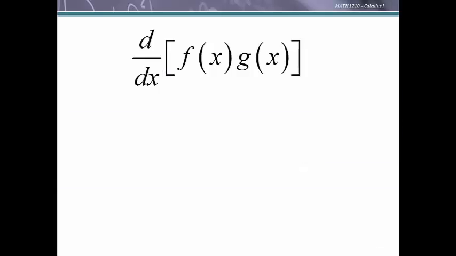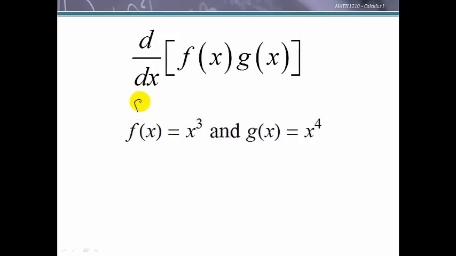The product rule. We're going to be interested in having a rule when we have the derivative of a product. So if we had two functions, f and g, if we took the derivative of f, we could use the power rule, power out in front, and then decrease the power by 1. If we took the derivative of g, we could use the power rule, power out in front, decrease the power by 1. Now, if we multiplied these two derivatives together, we would get 12x to the fifth.